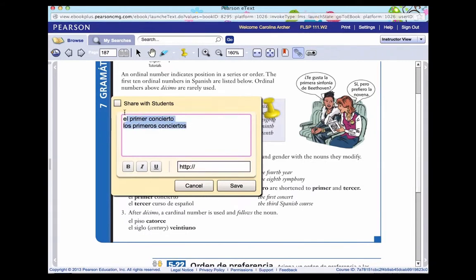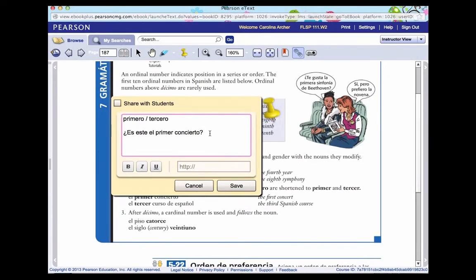We also, when do we use the singular form of primero and tercero? Because we do use those. We use them when they are pronouns, when they are replacing the noun. So for example, I say, is this the first concert? Sí, ¿es este el primer concierto? See, we have to drop the O because we have a masculine singular form.